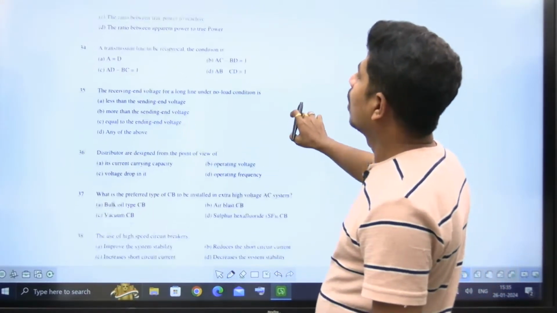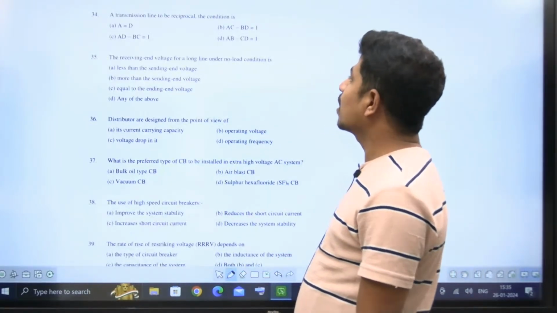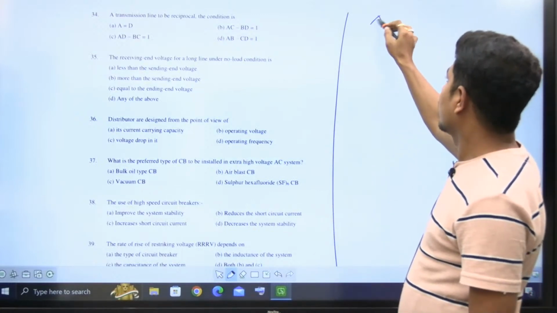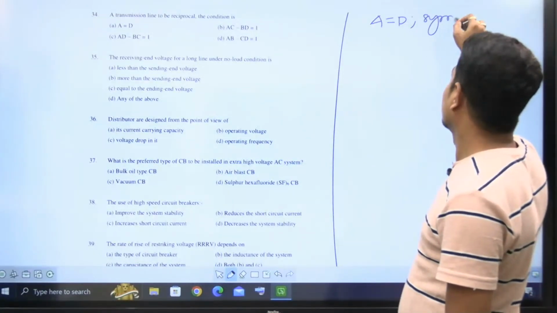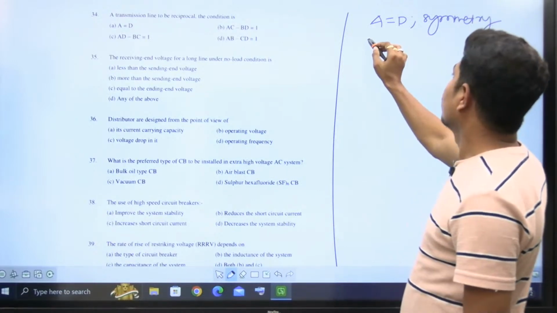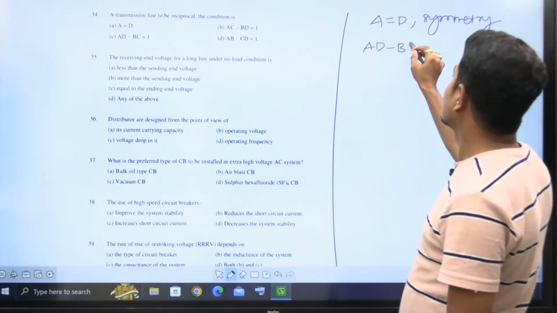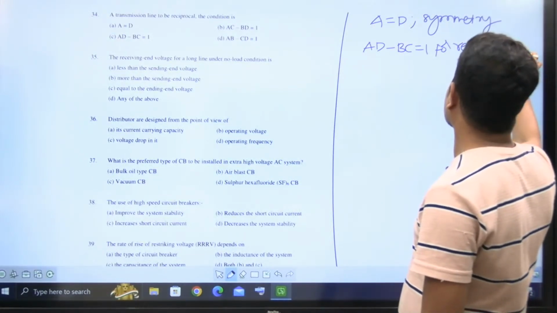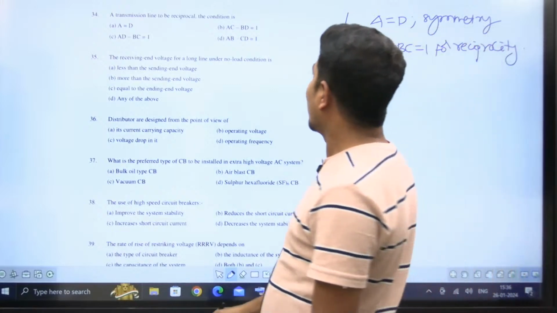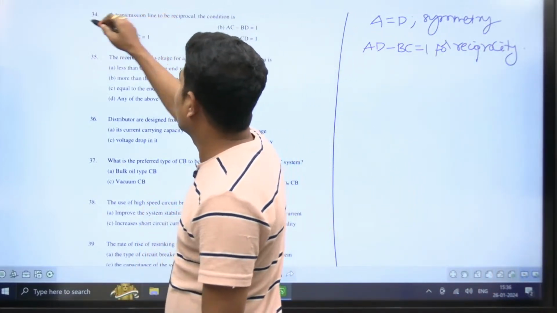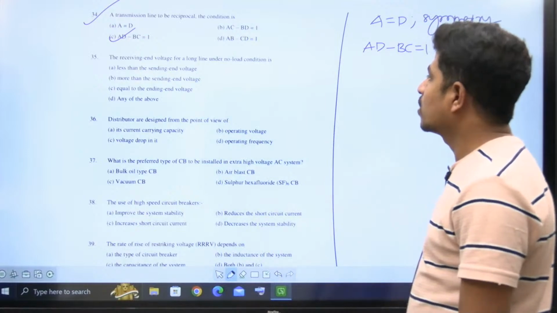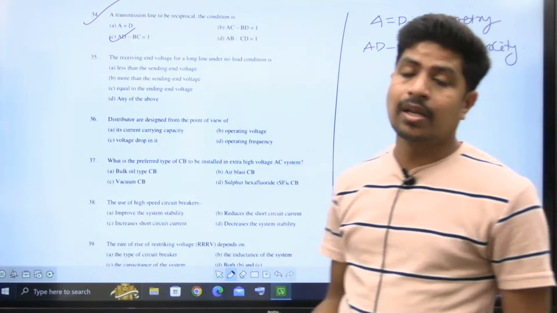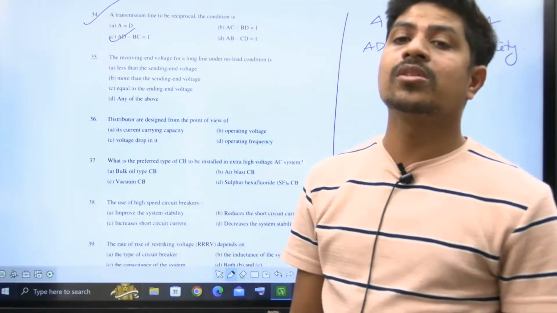Now the 34th question: for a transmission line to be reciprocal, what is the condition? For a transmission line to be symmetrical, A equals D. This is the condition for symmetry. For reciprocity, AD minus BC is equal to 1. Option is C. Next, the receiving end voltage of a long line under no load condition: for a long transmission line under no load and light load conditions, the receiving end voltage is going to be more than the sending end voltage.